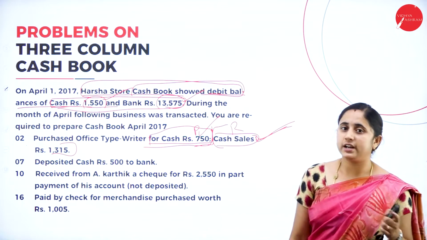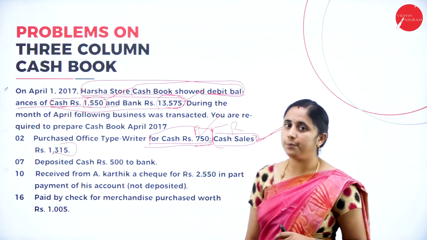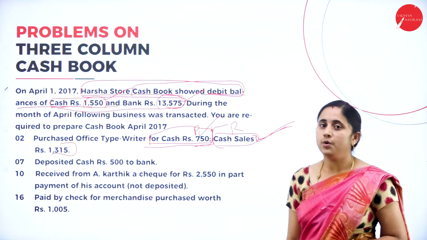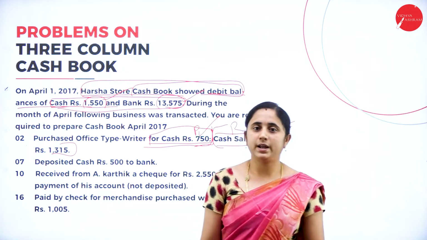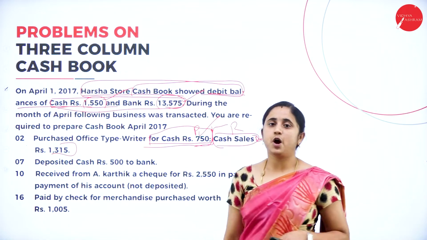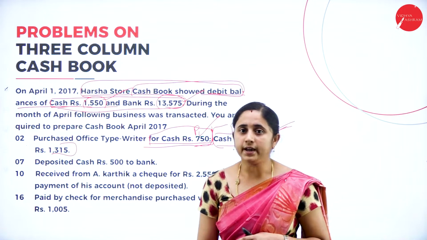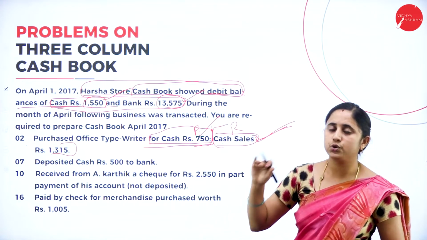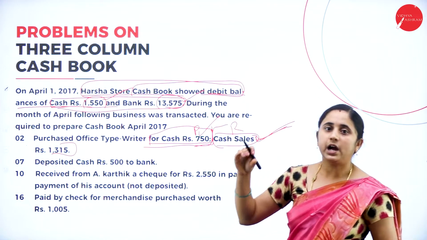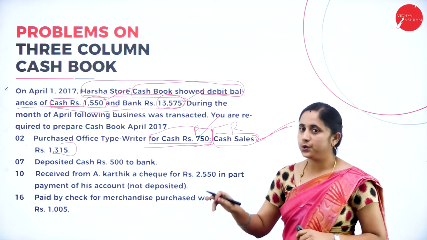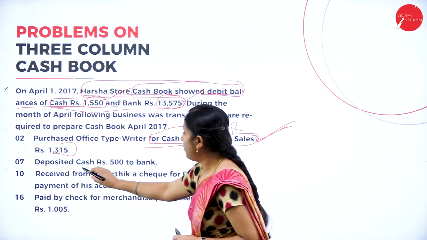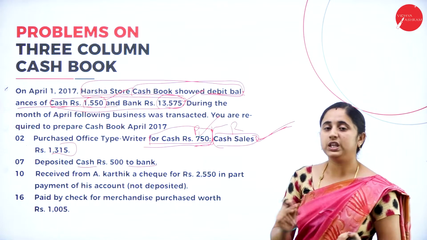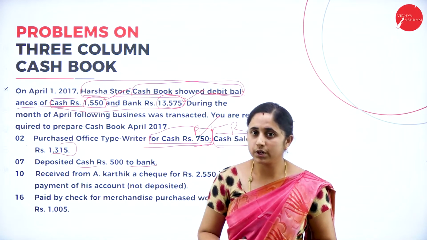Next, April 7, deposited cash into bank. What is the journal entry for depositing the cash into bank? Normally in a single column cash book, in the last problem, when cash was deposited into bank, we just wrote depositing cash, which means cash is going out. So on the payment side, you write bank account, and the amount is written in the amount column. Here we have cash and bank, so we can record both the cash and bank transaction in the cash book itself.